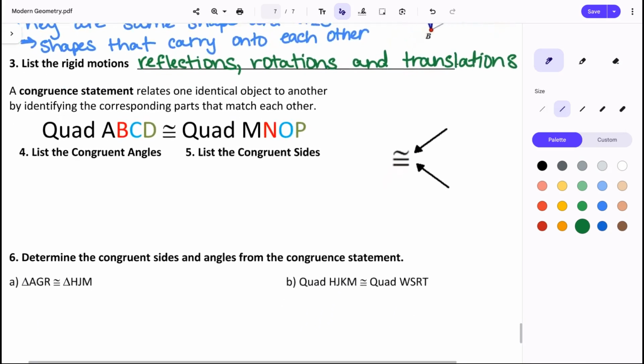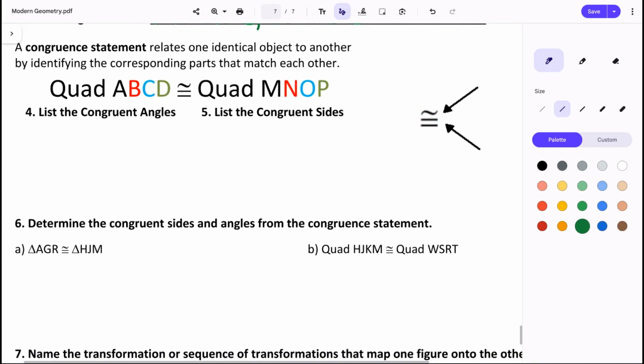Now that we know what we're talking about here with congruence, I want to talk about something called a congruence statement. So this could be given to you with or without a picture of the shapes that they're talking about. Sometimes they'll have a graph and they'll put the shapes on there that they're talking about. Other times they won't. Sometimes they'll just give you the statement and then they want you to be able to pull some information from it.